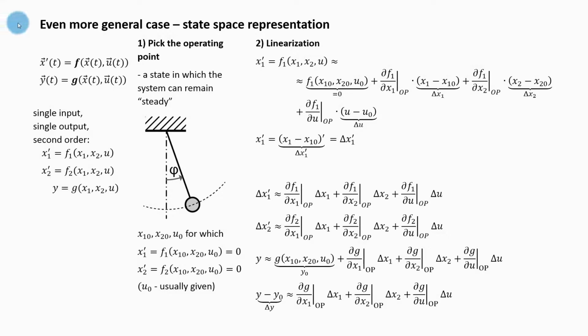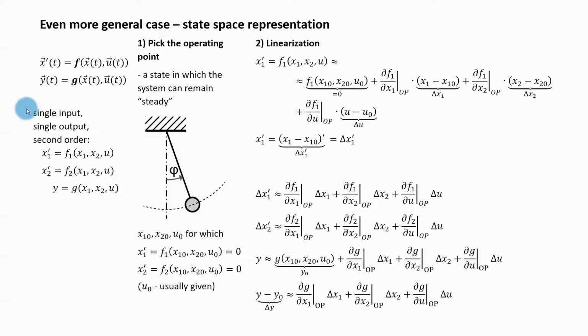If you need to linearize a system described with derivatives, you can convert it into the state space representation and perform the linearization there. Specifically, you can do it like this. This is a general state space representation where the change, the derivative of the state vector, is given as a general function of the state vector and the input, and the output is given as a general function of the state vector and the input.